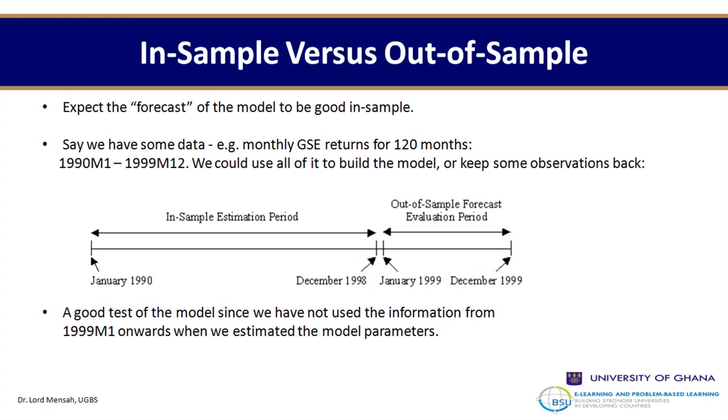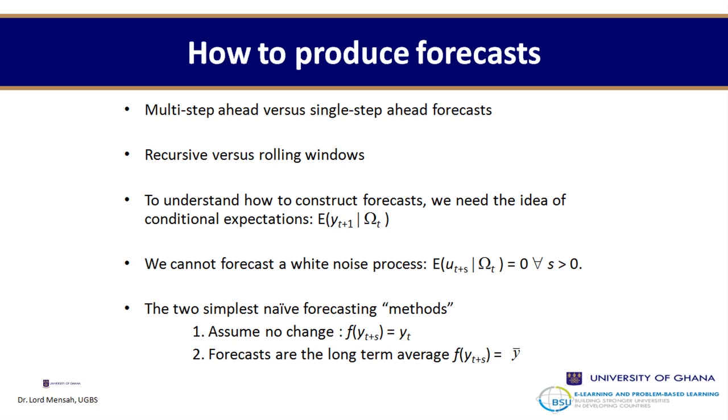And it is a good test of the model, since we have not used the information from 1999 month 1 onwards when we estimate the model parameters. How do we produce forecasts? We can move multi-step ahead, or we can do a single-step forecast, or we can use recursive rolling windows. So we'll come to that. You see how the windows are rolled.